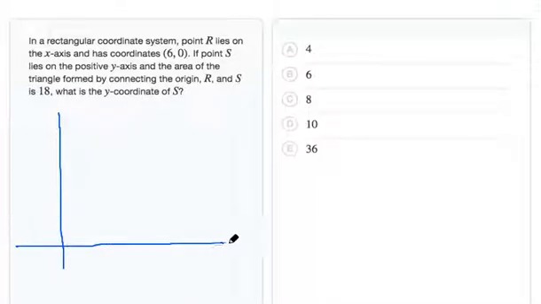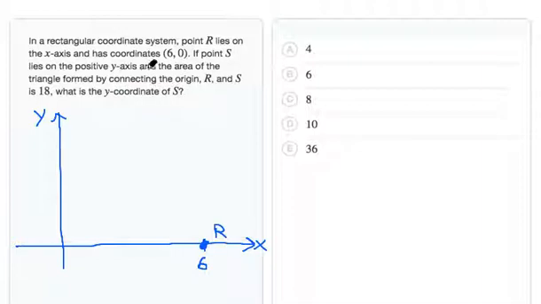We're just going to draw our x and y axis, and make sure to label those. And we have R lying on the x-axis at (6, 0). We can draw all the tick marks if we want, but if we label our graph, we can go ahead and call this guy R.